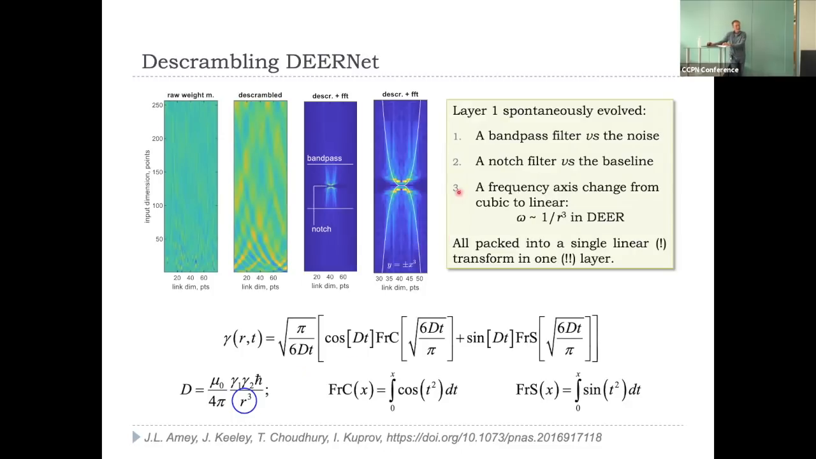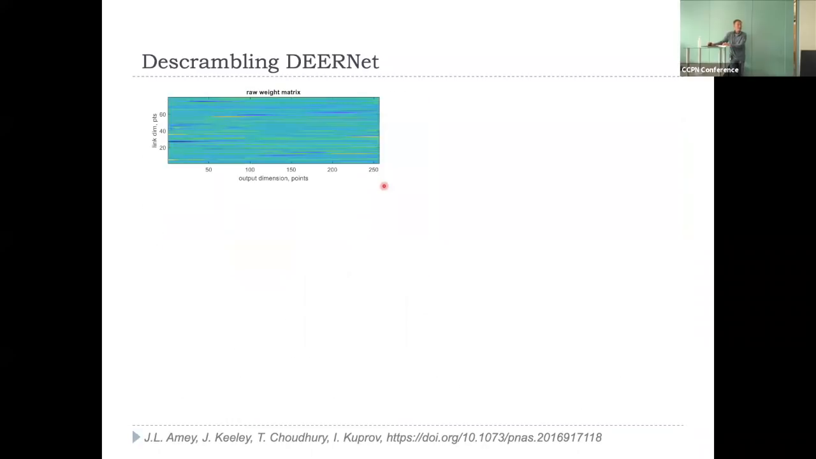So the first layer spontaneously evolved, after 10 minutes of unattended training, a bandpass filter to get rid of the noise, a notch filter to get rid of the line, a frequency axis rectifier, recognizing the fact that we've got this 1 over r cubed, and it packed it into a single layer in a transform that's actually linear if you look at it carefully. Not bad. Okay, so what about the second layer of this tiny 2-layer net that we managed to descramble?